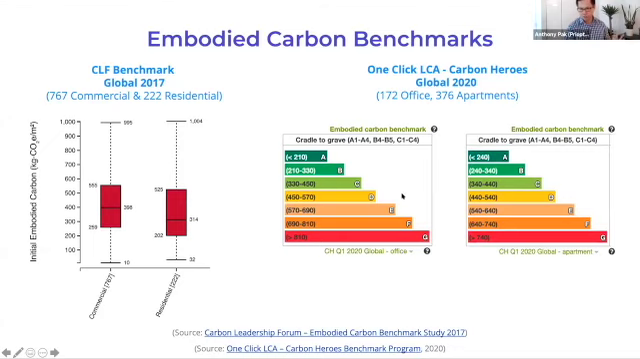Similarly, One Click LCA, which is a software provider in Europe, has almost 1,000 buildings in their benchmark set, and they've created this letter grade rating system. For different building types, if it's below 200, that's considered quite good. If it's above 800, that's really high. So that gives you a rough order of magnitude.